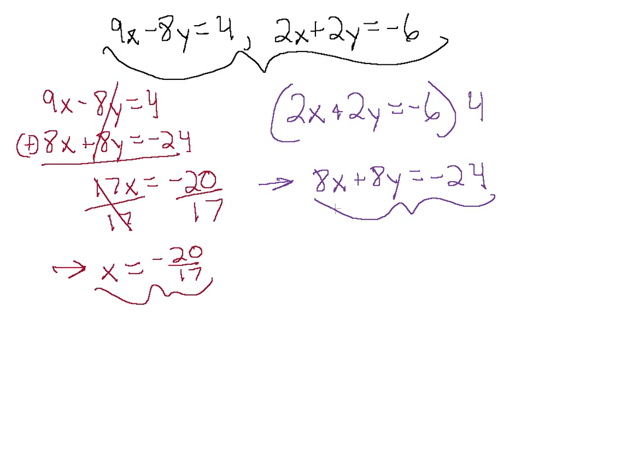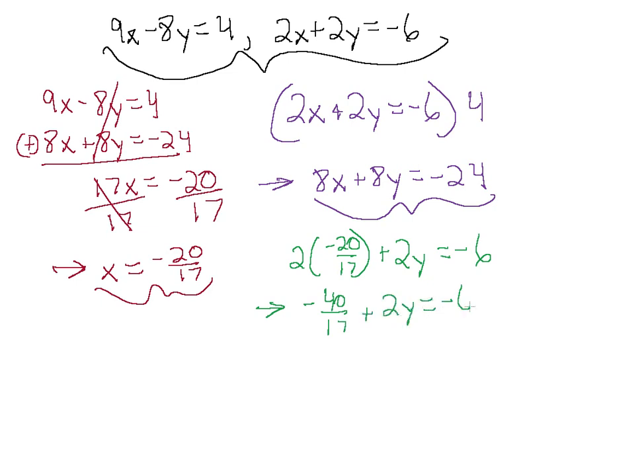So we have a value for one of our variables, and just like any other method, we can plug it into one of the other equations, it doesn't matter which one, and we'll get the value for our variable y. Let's plug it into the second one, since the numbers are smaller and we're not subtracting. So we have 2 times x, which is -20/17, plus 2y equals -6. Y is what we want to solve for, so let's isolate it. 2 times -20 is -40, divided by 17, plus 2y equals -6.